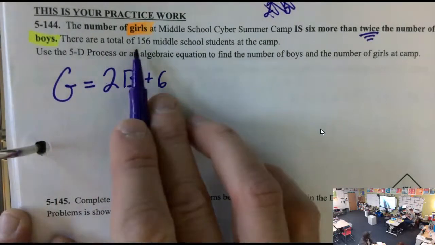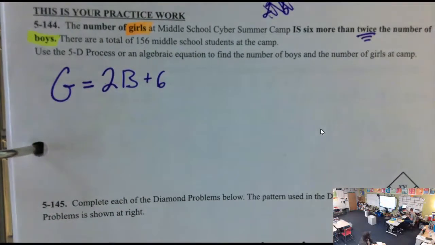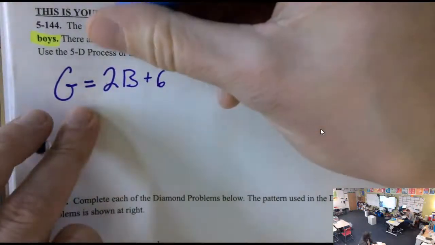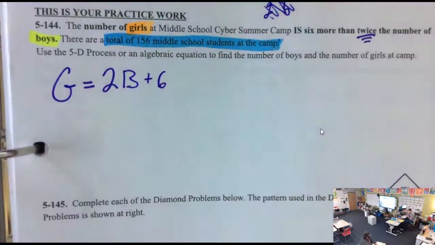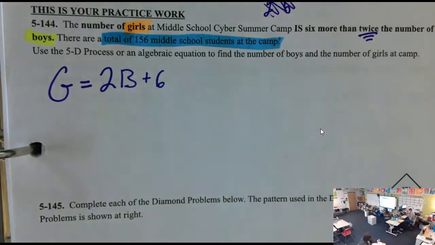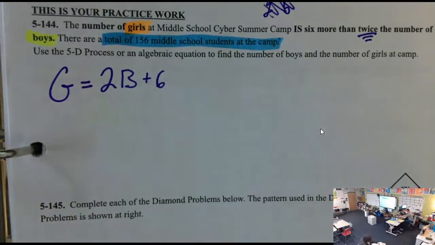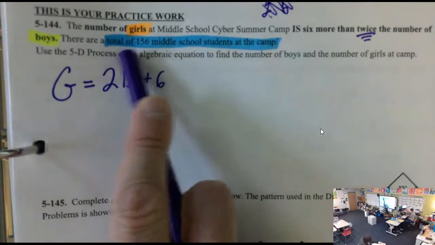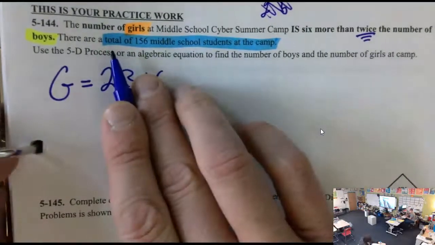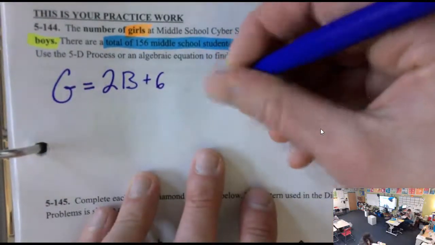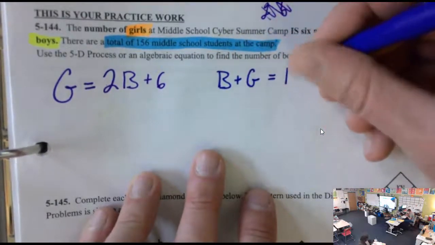There are a total of 156 middle school students at the camp. Oh, well, I keep losing my colors. What could I write down for them telling me a total of 156 students? What are they talking about totaling up? Who's at the camp? Boys and girls, right? I knew we would probably struggle a tiny bit on this because they don't say boys and girls add up to 156. They just tell us the total. So we have to write down B plus G equals 156.